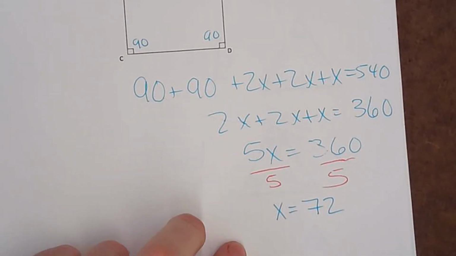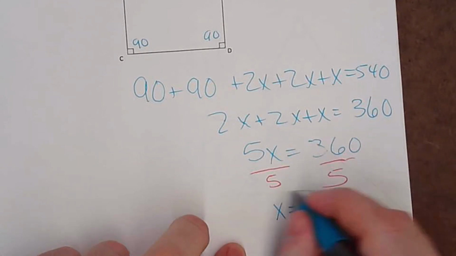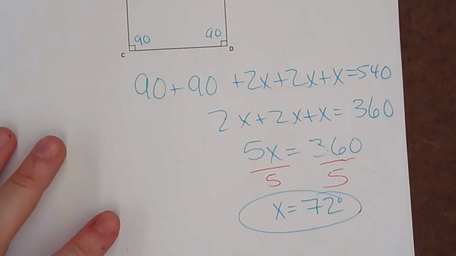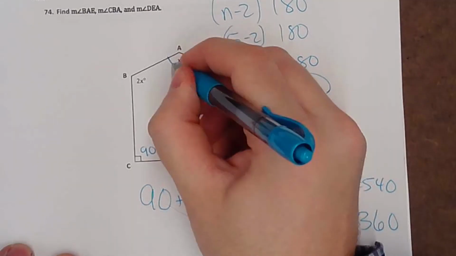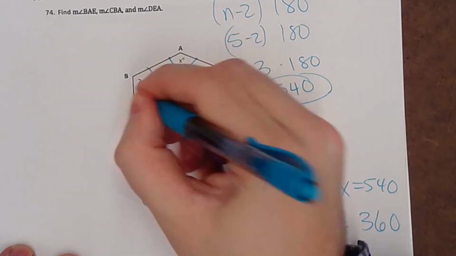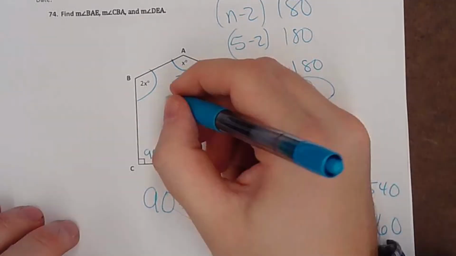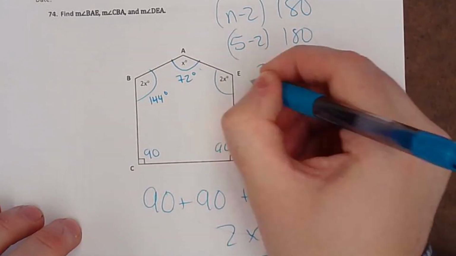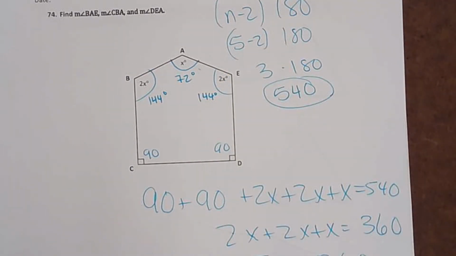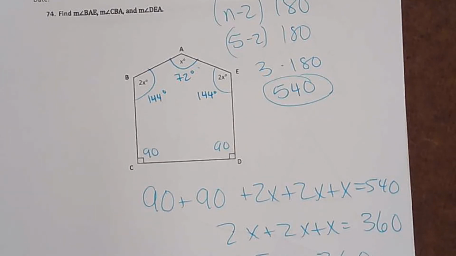Did I just make that up? No, I got it right. 72. I actually had that one memorized. That's kind of weird. 72 is just a weird angle measure, and that just sticks out in my head. So x is 72. If x is 72, how big is A? 72 degrees. And how big is B? Well, it's 2 times that, right? So 144. Which means E has to also be 144. Ta-da! I got you, Gabe. I got you.